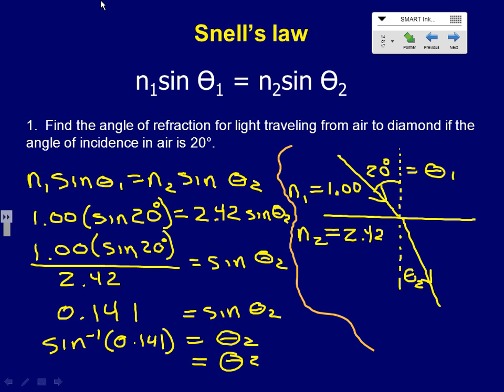Who's got an angle? 8.1 degrees. Do we like 8.1? 8.105. 8.1 degrees. If you cleared your calculator and put in 0.141 versus if you didn't clear your calculator, you will have differences in these end decimals. But that's okay. I don't care.